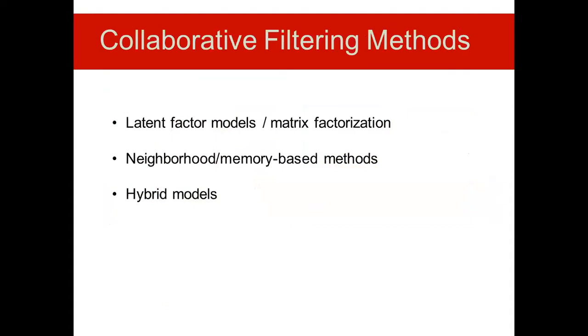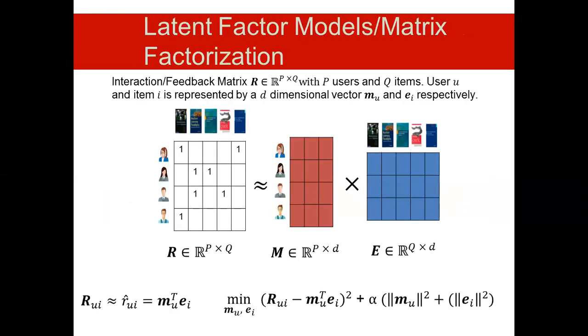There are three major approaches to collaborative filtering. The first one is the so-called latent factor models, which are based on matrix factorization. The second one is the neighborhood-based approach. The third one is a hybrid between these two. First of all, the latent factor models. In latent factor models, essentially we observe this interaction matrix. For movie prediction, it would be a movie rating matrix.